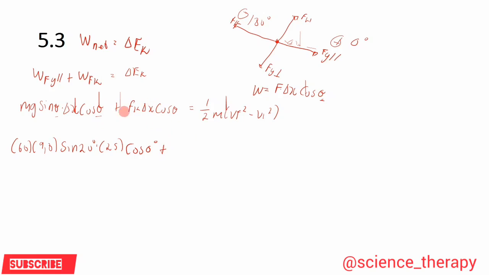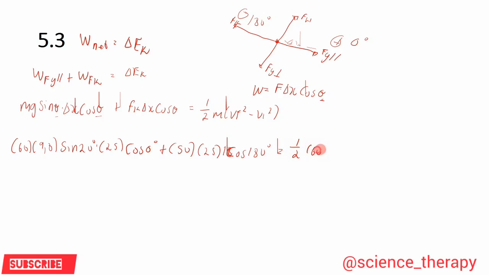Then what is our FK? We've been told in the statement that there's a frictional force of 50. And then delta X again is 25. Then what is the angle between the frictional force and the displacement? That's now 180 degrees. So we say cos 180 degrees, right? Then here we have half.